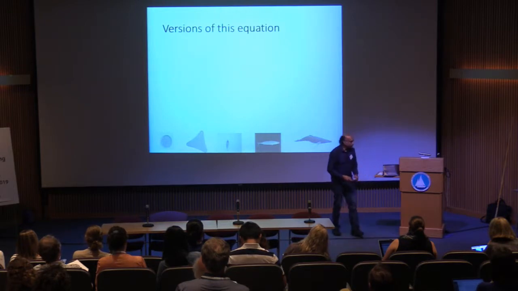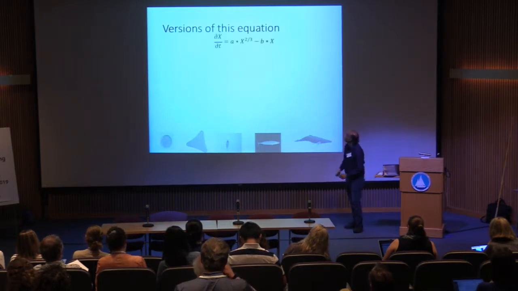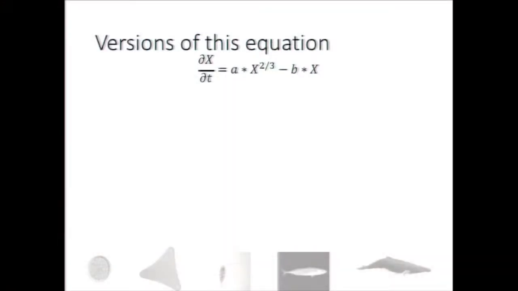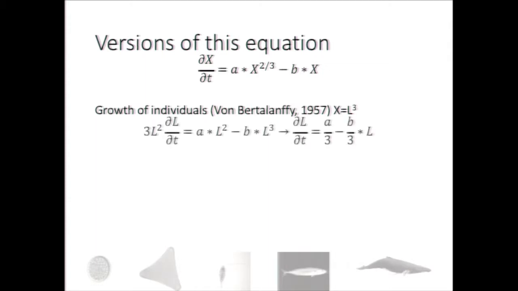So we'll go through a few versions of this equation. The first one is a classic one where the uptake goes as the 2/3 power. The loss goes as the first power. And this is a model that was first proposed by Ludwig von Bertalanffy in 1957 to model the growth of individuals. If one substitutes in here for x the cube of the length scale, then you can do a little bit of math. And what you get is this equation where the length scale varies over time as an exponential.